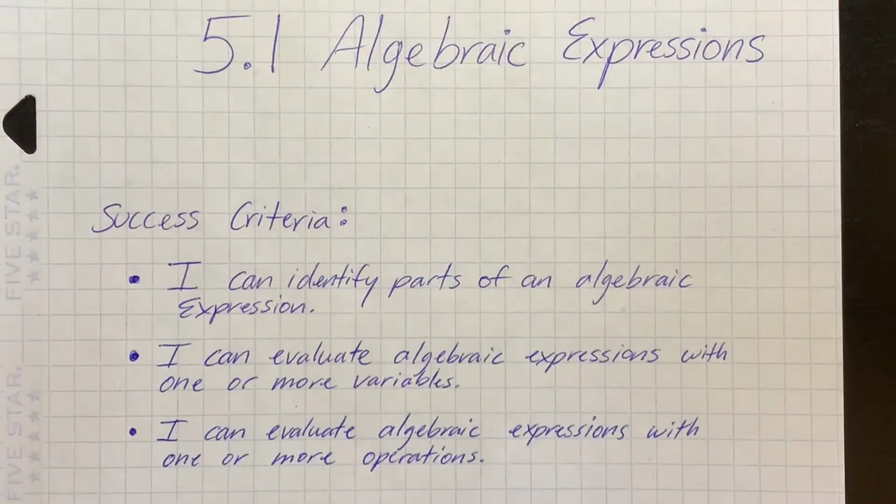All right, so for today, we're going to work on 5.1 algebraic expressions. Our success criteria is that we're going to be able to identify parts of an algebraic expression. We're also going to be able to evaluate algebraic expressions with one or more variables and evaluate algebraic expressions with one or two more operations.